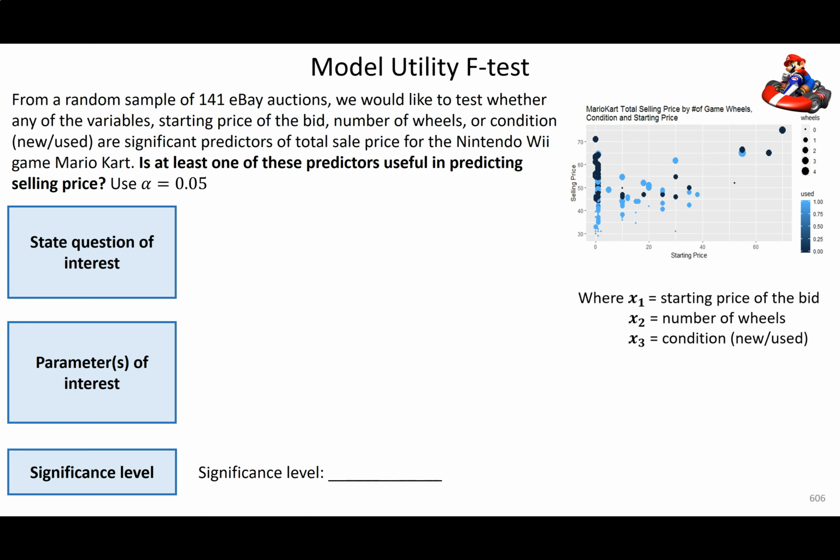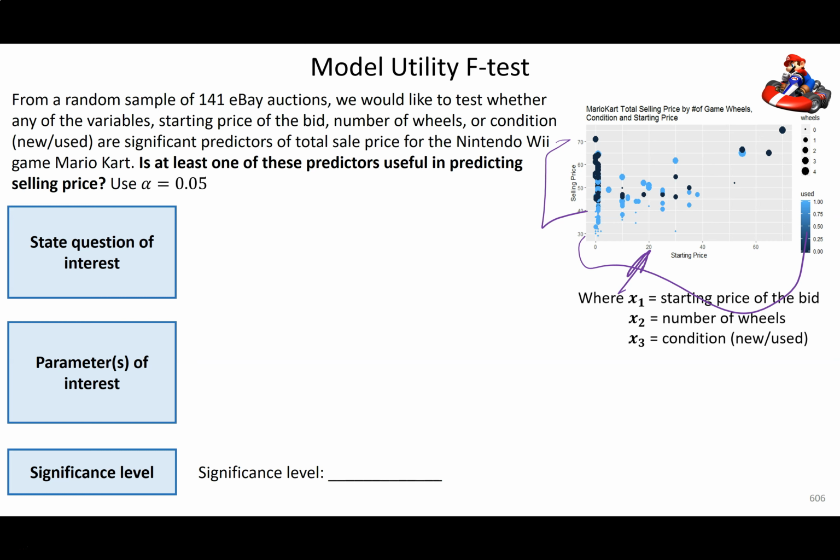So our Model Utility F-test. We're looking once again at our Mario Kart example. We're looking at using the starting price, the number of Wii wheels included, and condition, either new or used, to help explain the selling price of the unit. So we took 141 eBay auctions. We want to test whether at least one of these variables, starting price, number of wheels, or condition, is useful in explaining the selling price.